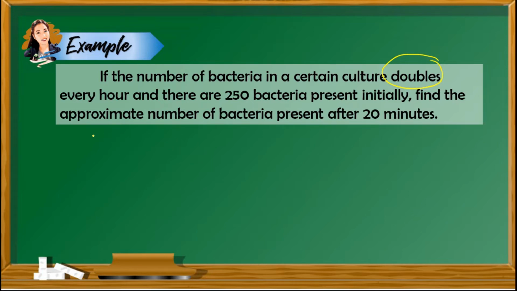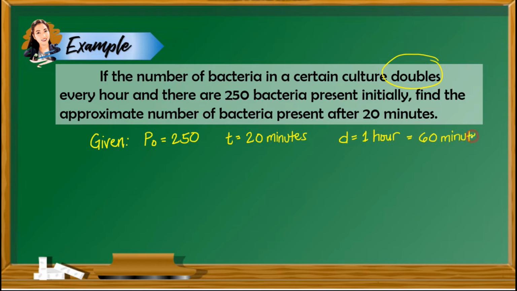Let us list down the given values. Here, we have the initial number of bacteria, which is given by P sub 0 is equal to 250. We also have the time, which is 20 minutes. The doubling time is every hour. So we have D is equal to 1 hour. But since our time is only in minutes, let us convert the 1 hour to minutes, which is equal to 60 minutes. You need to make sure that you have the same unit of measurement.